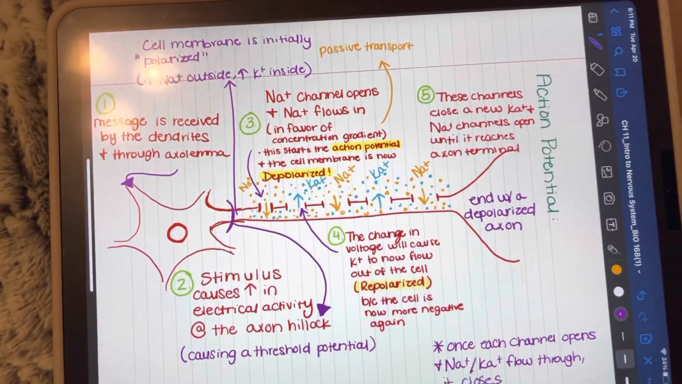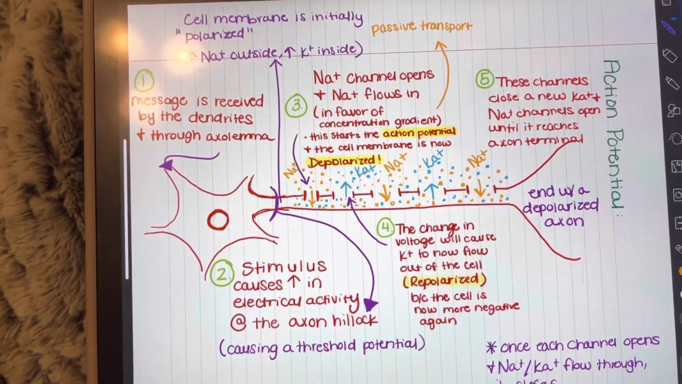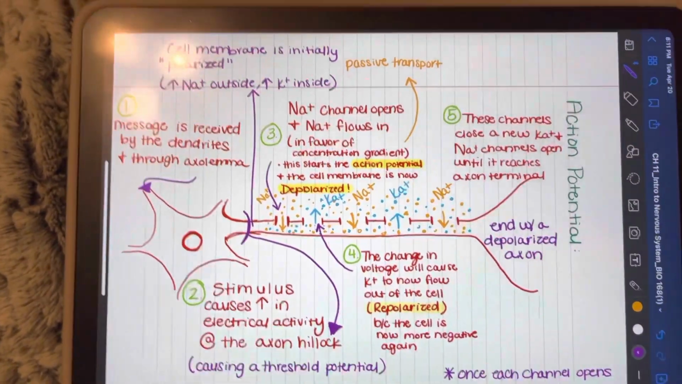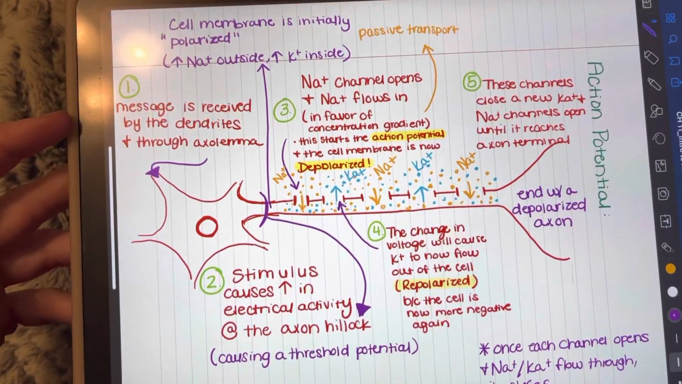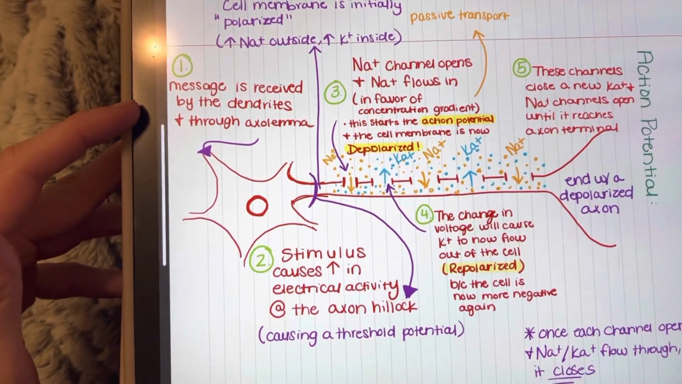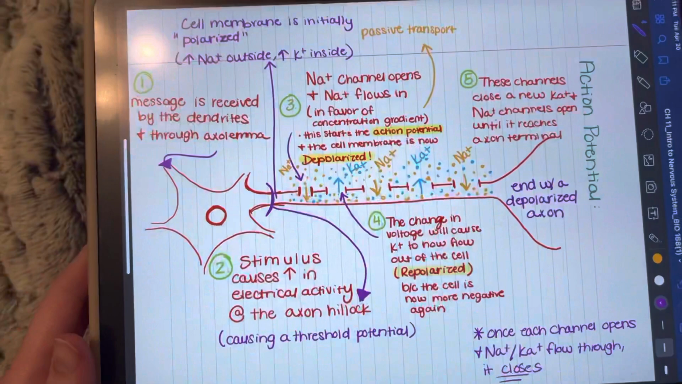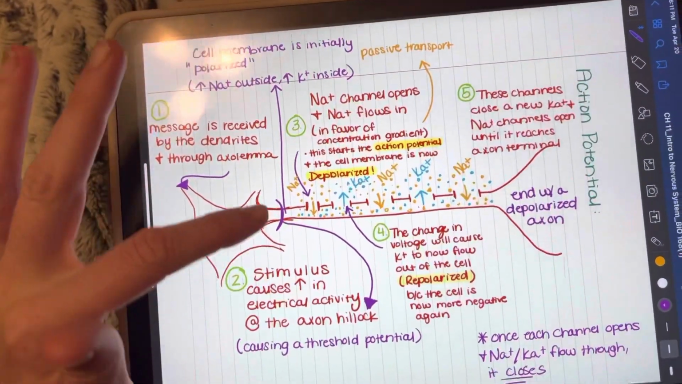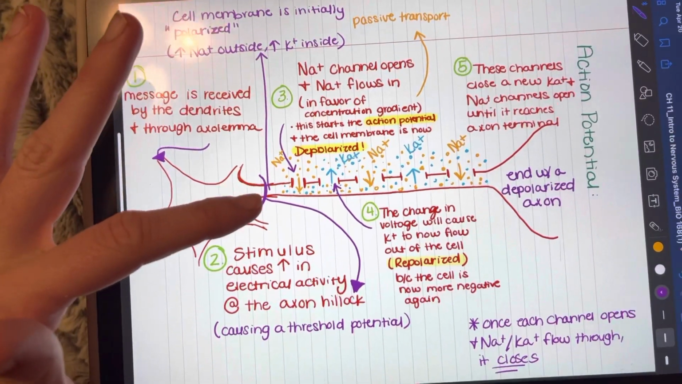Hi, so I'm going to explain how an action potential flows through the axon and ends up at the axon terminal. So the first step is that the message will be received by the dendrites and flows through the axolemma. And then the stimulus will cause that increase in electrical activity at the axon hillock right here. And this is what causes a threshold potential.